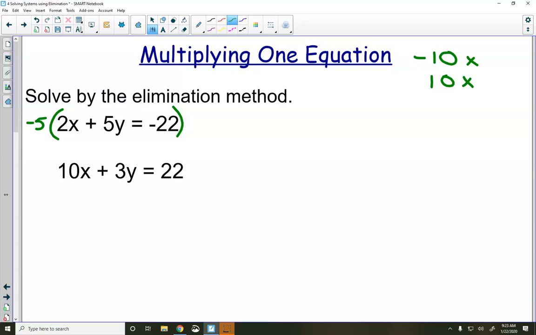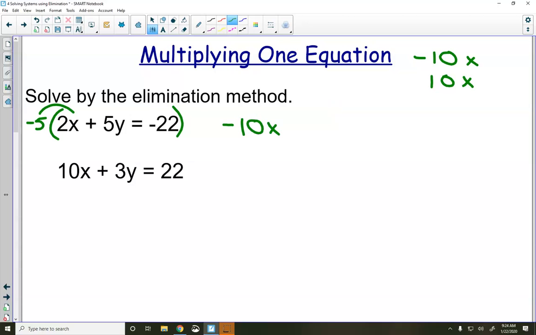Could you multiply by positive 5? Sure, but then you'd have to subtract the two equations. It's possible. We're trying to make it as easy as possible for us. So I want this to be the opposite. So I'm going to multiply everything by negative 5. Because negative 5 times 2x is going to give me that negative 10x.